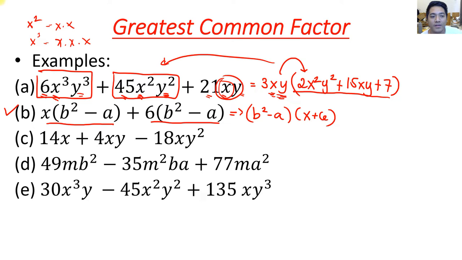So, next is 14x plus 4xy minus 18x squared y. First, we have to get the greatest common factor for the coefficients. We know that that is 2. It's not 4 because 14 is not divisible by 4, and neither is 18. So we have 2, and I can factor out 2.